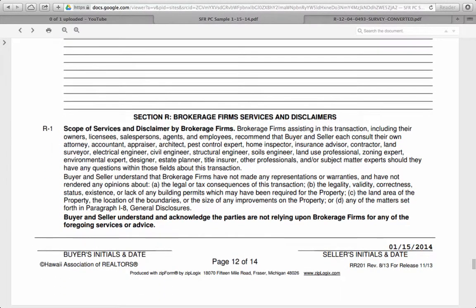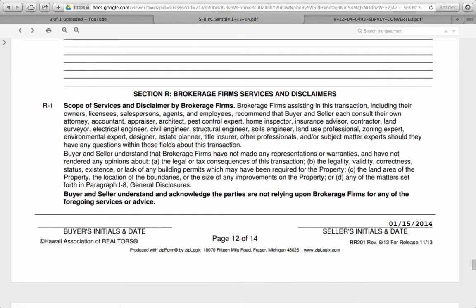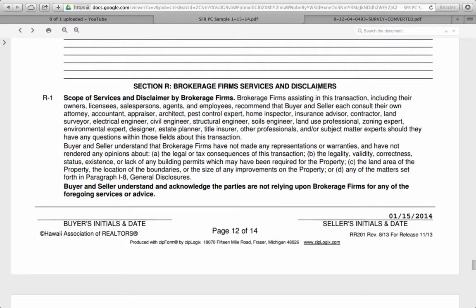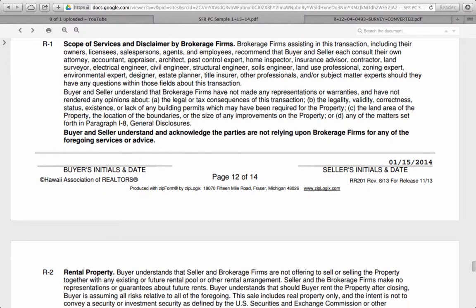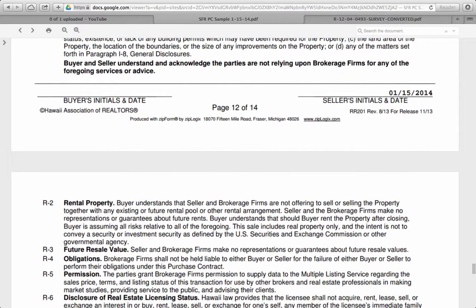And then of course, scope of services, disclaimer by brokerage firms. This is something that you see just pretty much giving a buyer and seller the scope of our services, a disclaimer of sorts that we're only responsible for what we put out there. And you might just want to read over it to become familiar with it, but that's just a simple disclaimer.